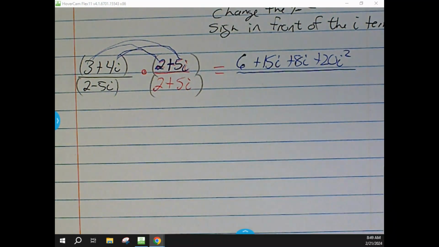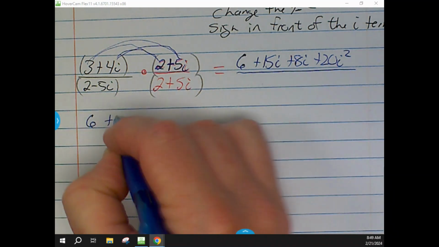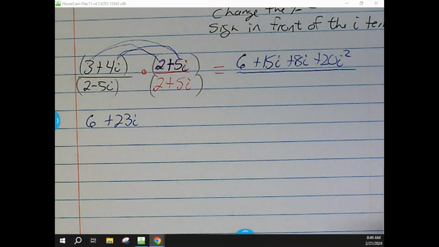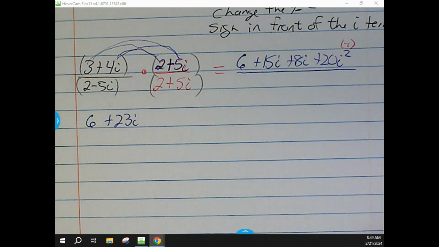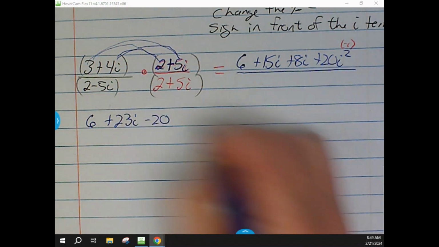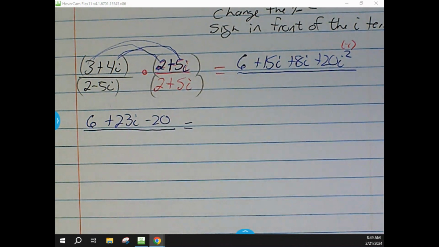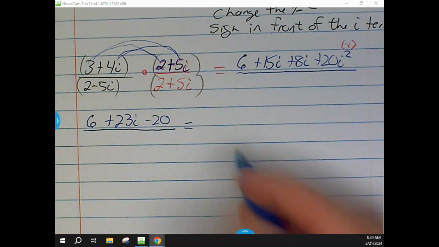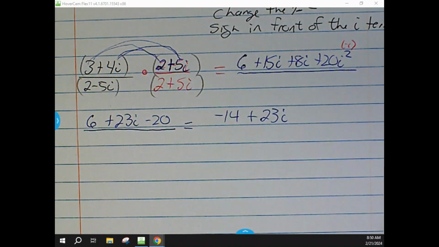Okay, and then do the simplifying you can do. The 6 is good. We've got 15 plus 8, so that would be a 23i. And again, with the i squared part of that one, that's where you would replace the i squared with negative 1. So that's 20 times negative 1, which would make that a negative 20. And then you've got 6 minus 20, which would just be negative 14 plus 23i.